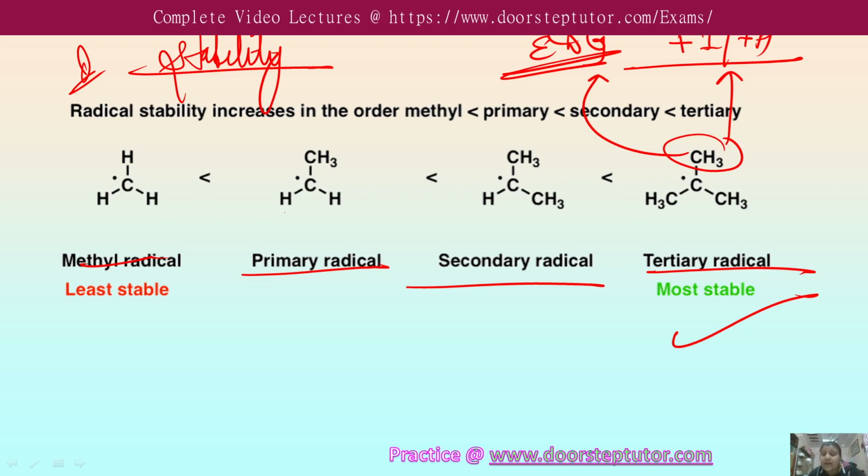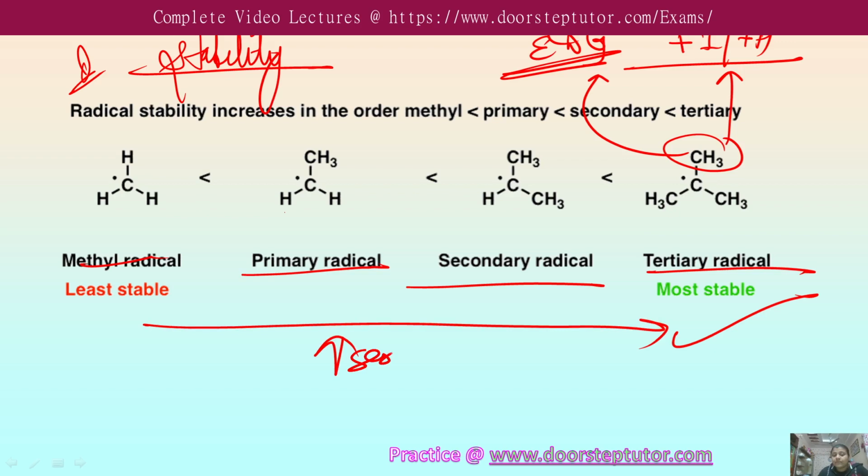free radicals are electron deficient species, right? So if free radicals are electron deficient species, it means they can only be stabilized by electron donating groups. And the more electron donating groups attached to the free radical, the more the stability. So the stability increases in this way, because as the electron donating groups increase, the stability of the free radical increases. So you have to consider these parameters.